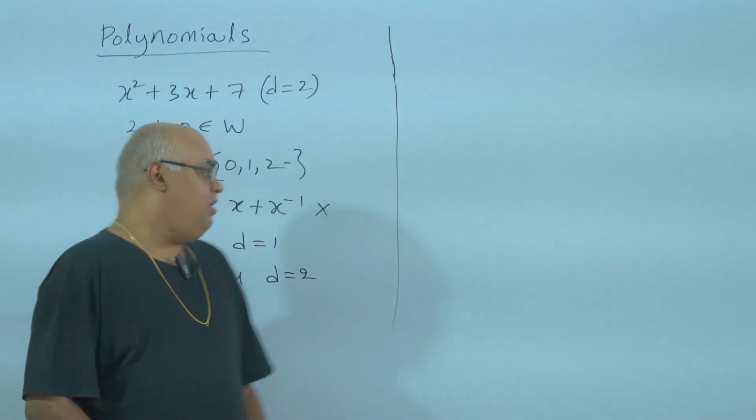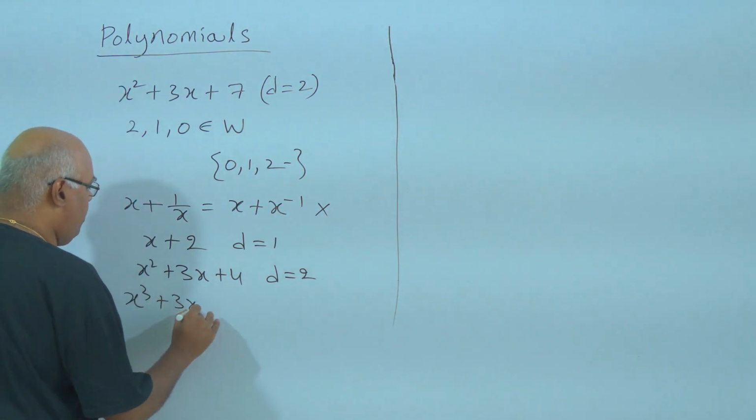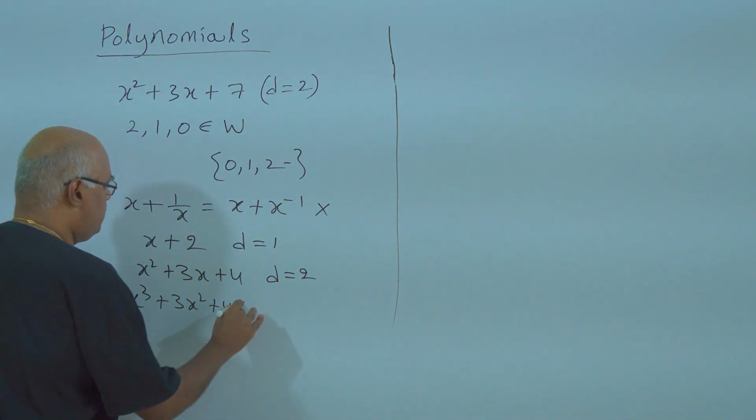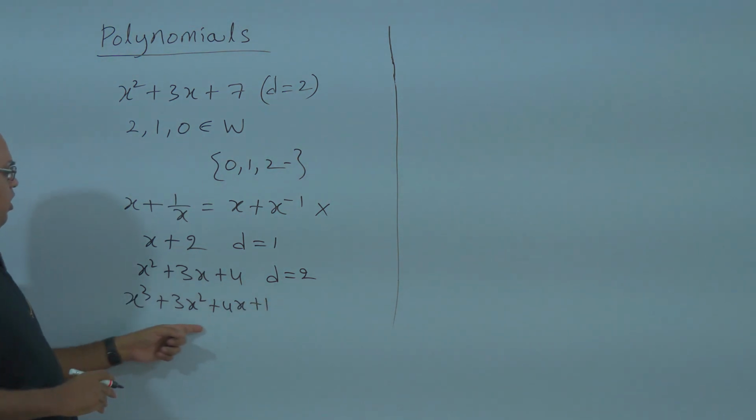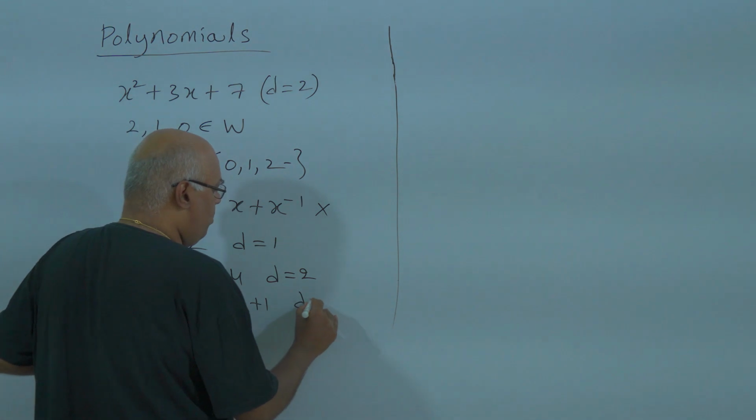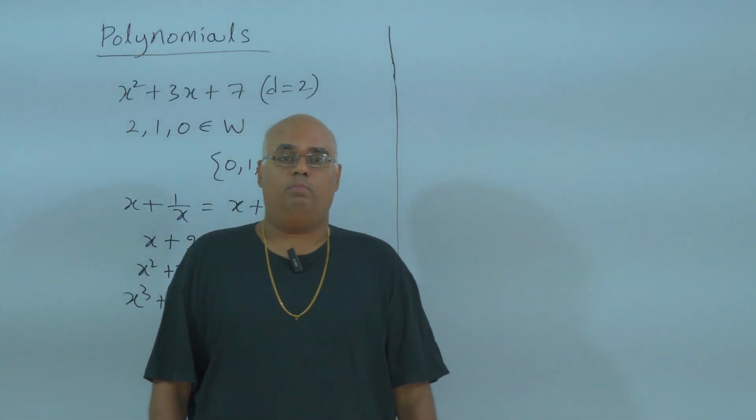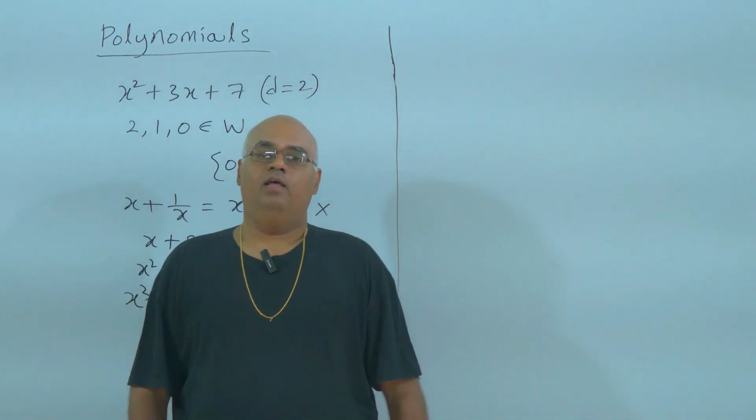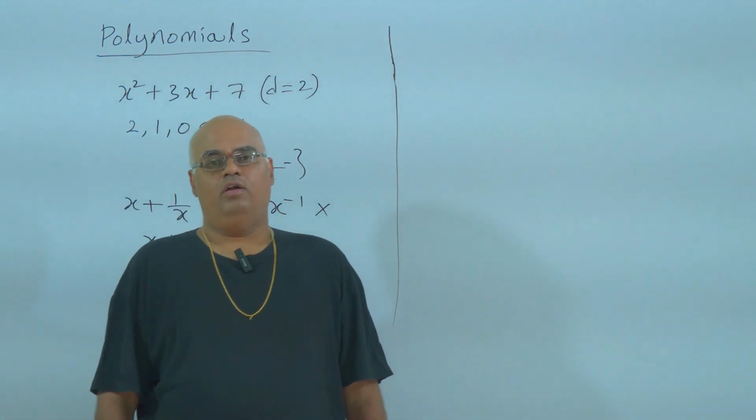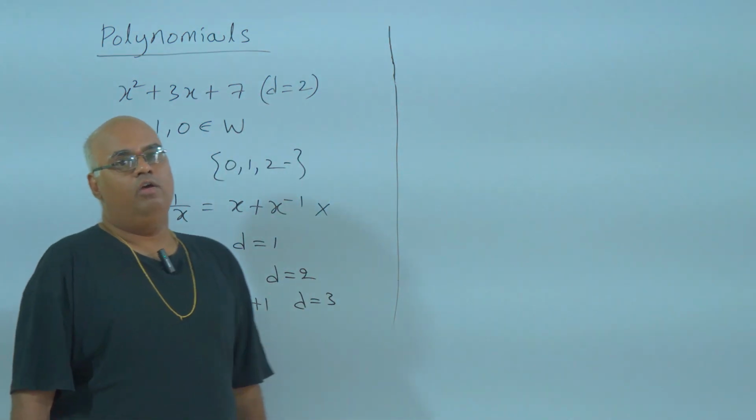In the same way, if you take x cube plus 3x square plus 4x plus 1, the degree of this polynomial is 3. So if the degree of the polynomial is 3, then it is called a cubic polynomial. So based on the degree, polynomials are divided into different types. These are some of the different types of polynomials.